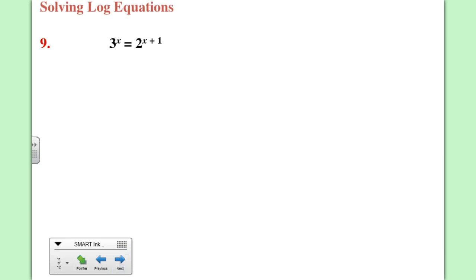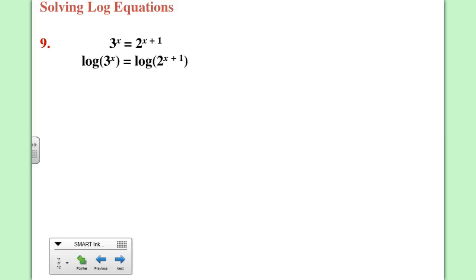What if we had something like 9? Now we're getting to as tough a question as you can kind of be asked. So we're looking at 3 to the x. Whoa, definitely not the same base. So I'm going to have to take the log, and now it's going to get interesting.